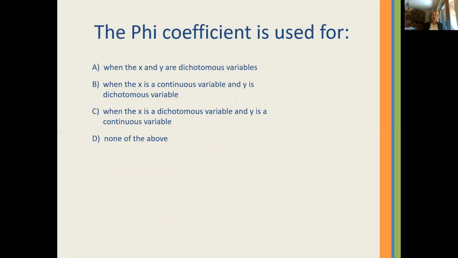So your next quiz question. The phi coefficient is used for: A, when X and Y are dichotomous; B, when the X is a continuous variable and Y is a dichotomous variable; C, when the X is dichotomous and Y is a continuous variable; D, none of the above. So remember, phi coefficient is used when X and Y are both dichotomous.